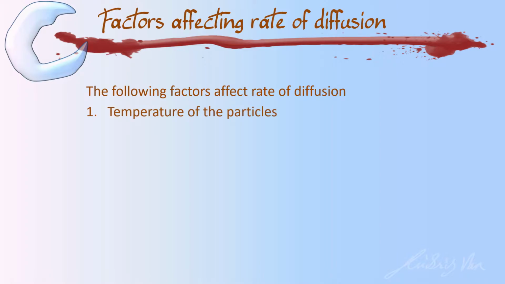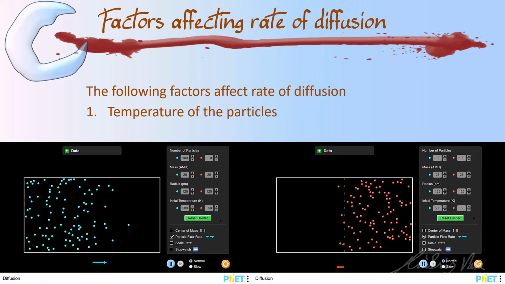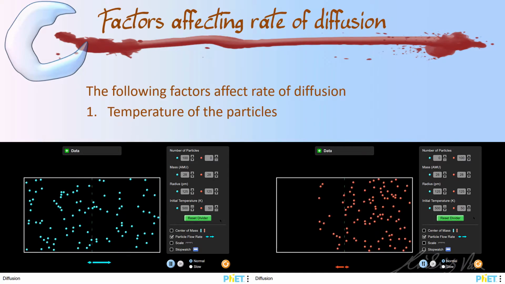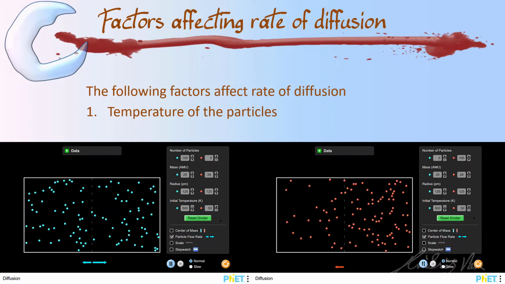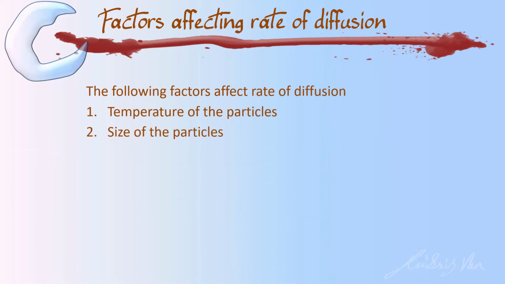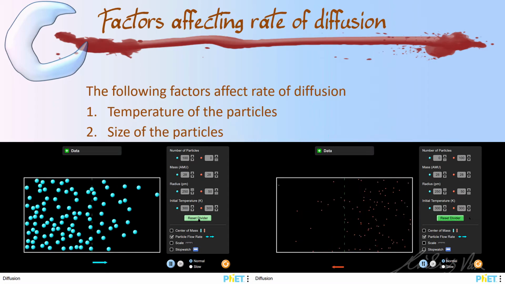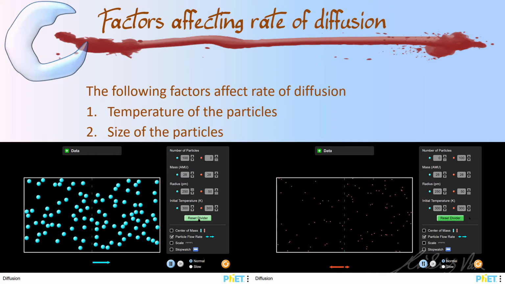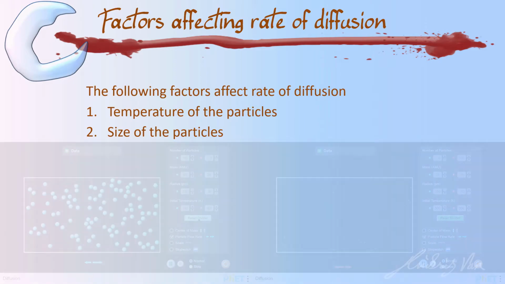The first factor is the temperature of the particles. As you have seen in the simulation, when I increase the temperature, the movement of the particles will be faster. Therefore, the rate of diffusion will be faster. Next is the size of the particle. The larger the particle, the slower the rate of diffusion, especially when there's a membrane, where they will have a much more problematic time moving across the partially permeable membrane.